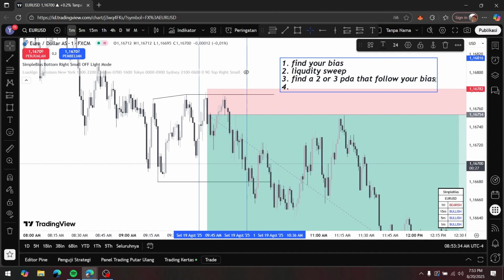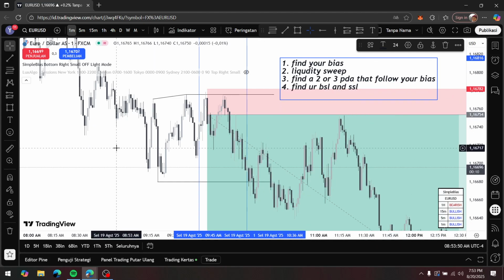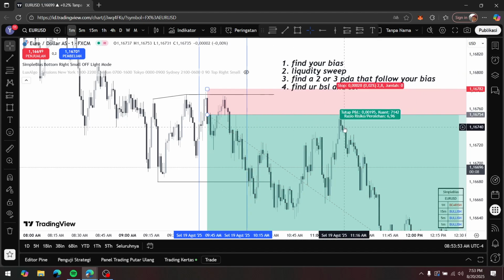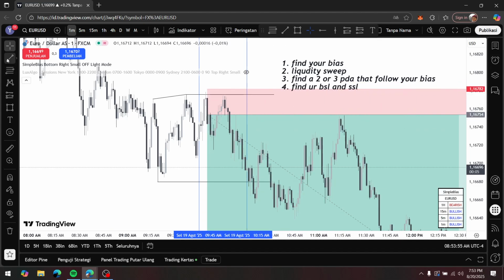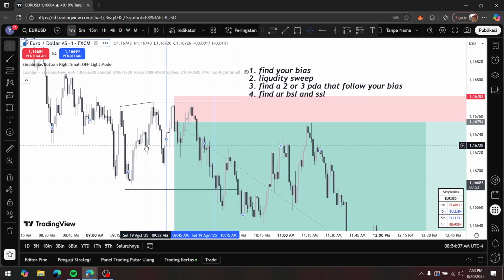And the fourth one is find your BSL and SSL. So I find this is my range. It's not a BSL or SSL, but this is my range now. This is my range. This high and this low.